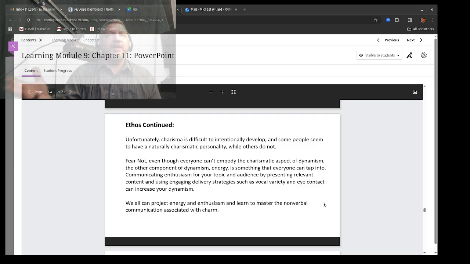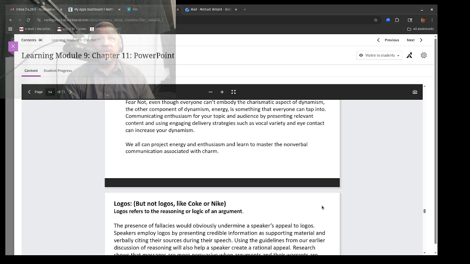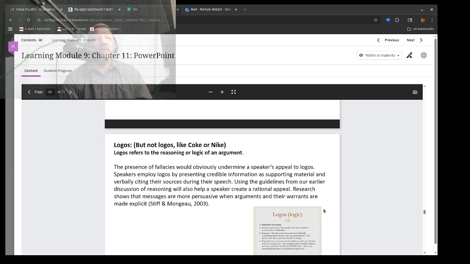You can project that image, that energy, and that enthusiasm and give the audience something bigger than that. Maybe you're not charismatic, but you can give them a big speech. And they'll feel, maybe, in that moment that you are charismatic.